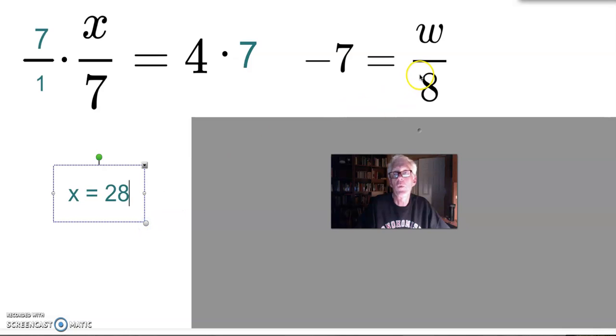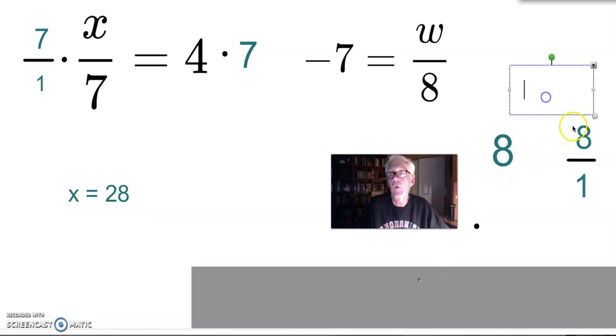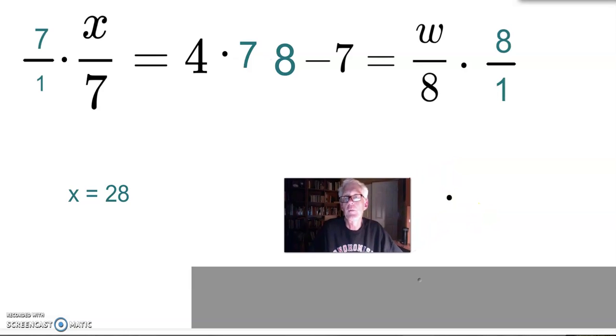Same with this one over here. We have w divided by 8 equals negative 7. So we will multiply both sides by 8. To do that, same thing, we'll use our 8 over 1 as a fraction. We'll move that fraction right up here. Put our little dot in there. We'll multiply w over 8 by 8. And we'll multiply this negative 7 times 8.